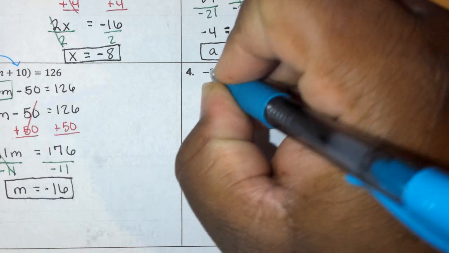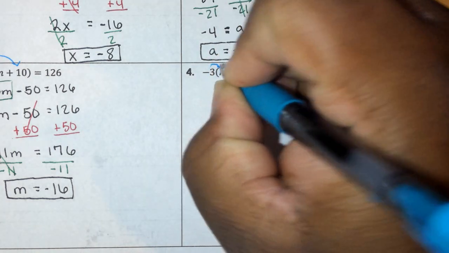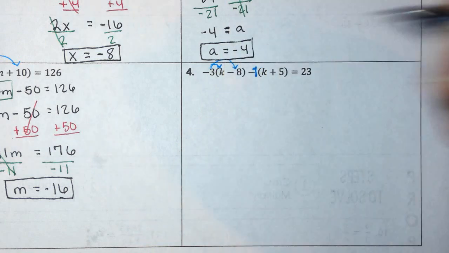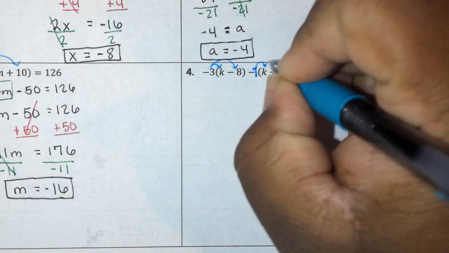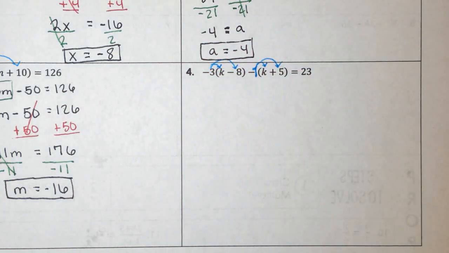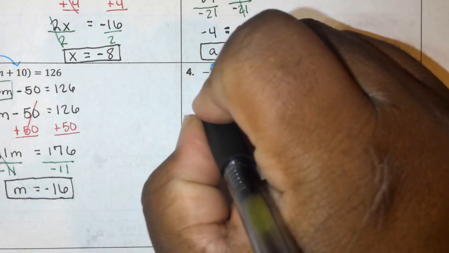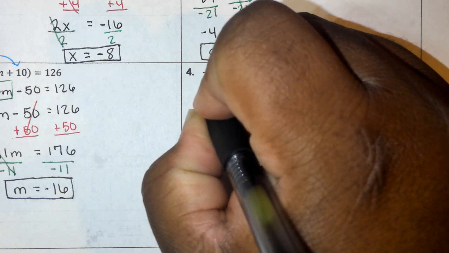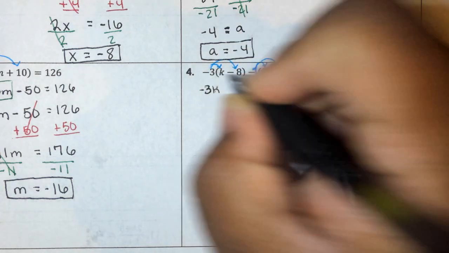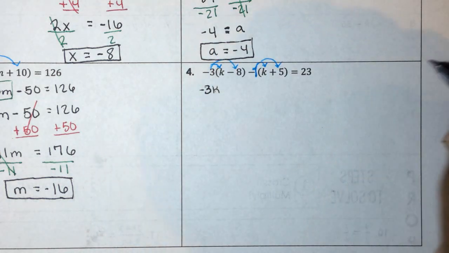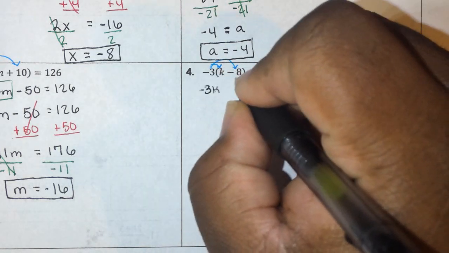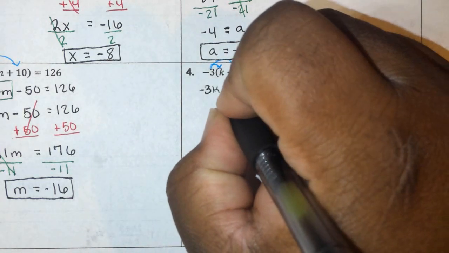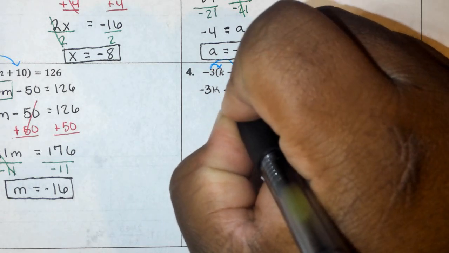So on this one, I need to distribute negative 3 to both of these terms. And then I'm also going to distribute this negative 1 to both of these here. And I'm going to rewrite. So, first thing is negative 3k. And then negative 3 times 8. Negative 8, excuse me. So it's negative 3 times negative 8 would be a positive 24 right here.